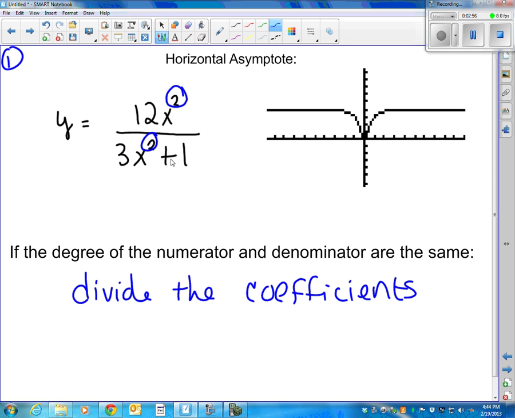All right, simply take 12 over 3. This is a horizontal asymptote, so it's where the graph doesn't cross, y is equal to 4. And if I look up here at the graph, indeed, I can see right here at this line, the graph never actually crosses. Okay, so that's case number 1, when the degree of the numerator and the denominator are the same.